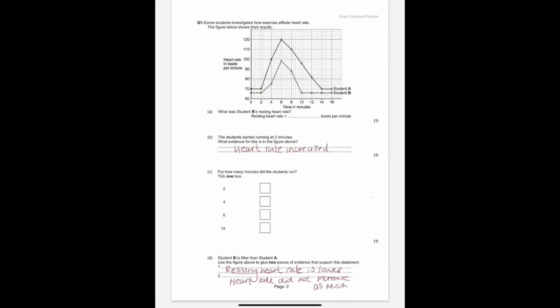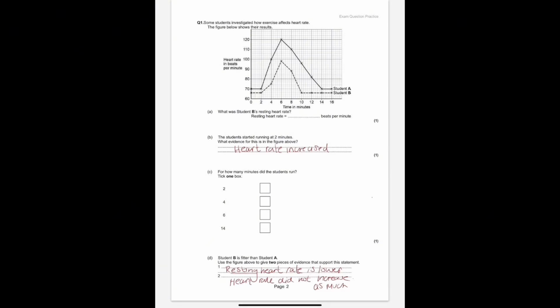Hello everyone, I'm going to go through some exam questions based on response to exercise, and this is for module B4 biology. Let's go through question 1. Some students investigated how exercise affects the heart rate. The figure below shows their results. What was student B's resting heart rate?